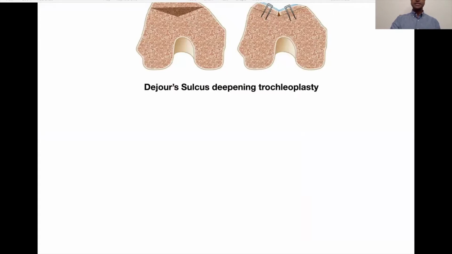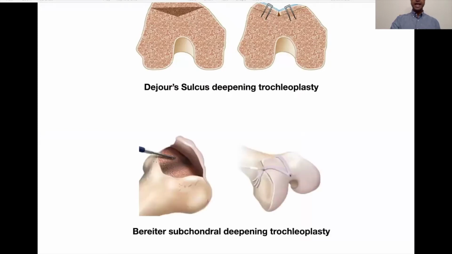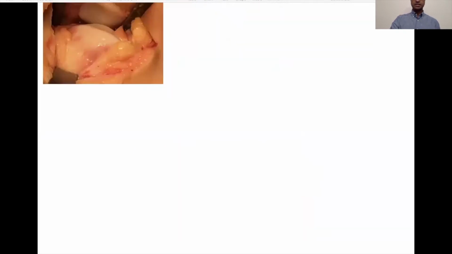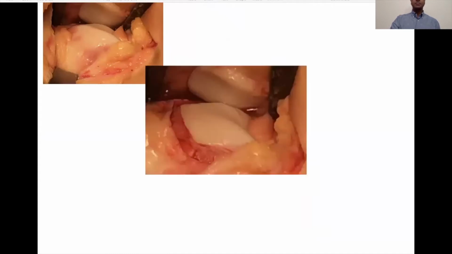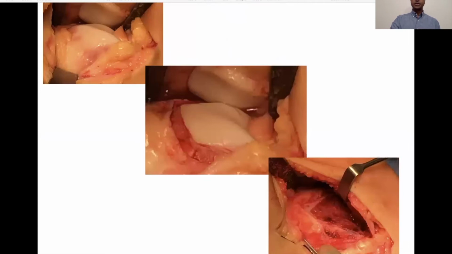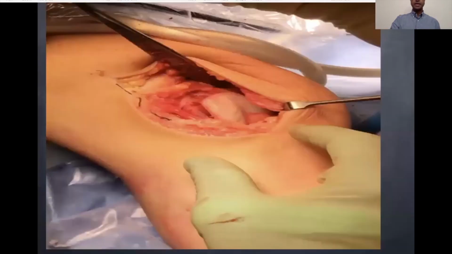There are two types described. One is the Dejour sulcus deepening trochleoplasty, and another is the subchondral osteochondral flap thinning deepening trochleoplasty, and that is what I use in my practice. You can see from the lateral side that there is a dysplastic trochlea and the margin is defined, and the trochlear flap is elevated and the underlying bone is reshaped to a normal trochlea.